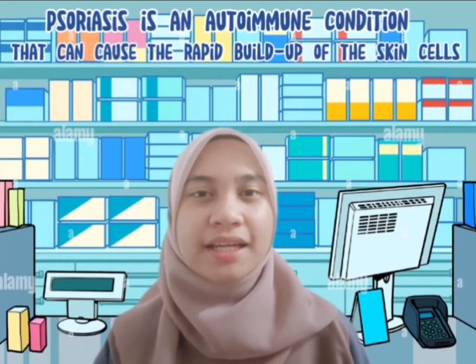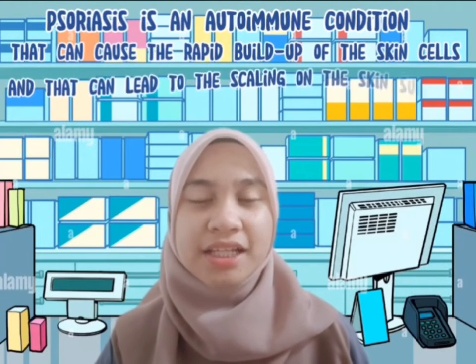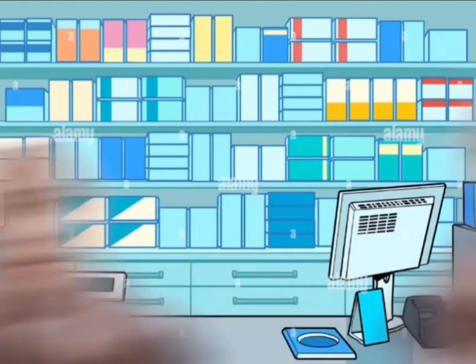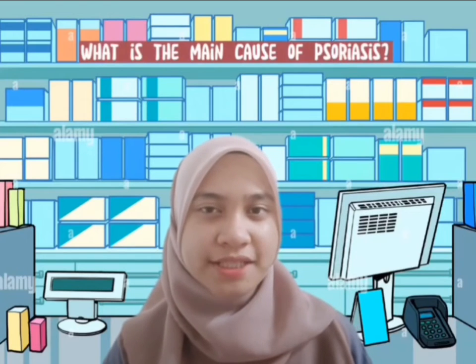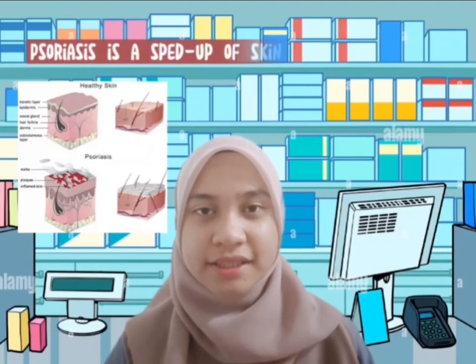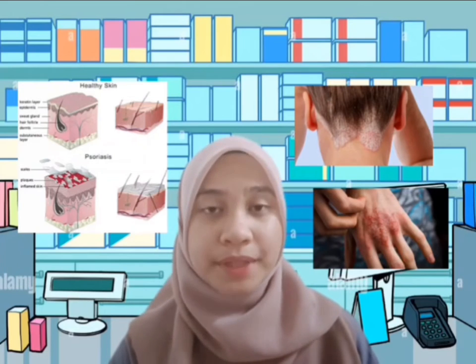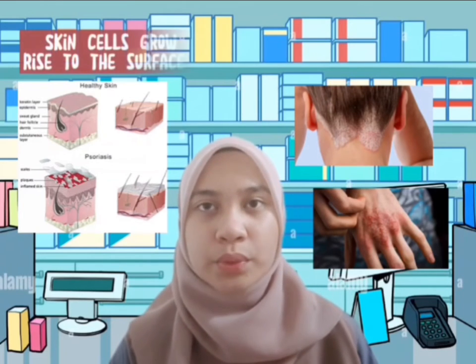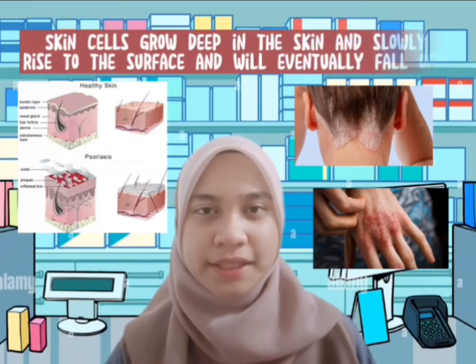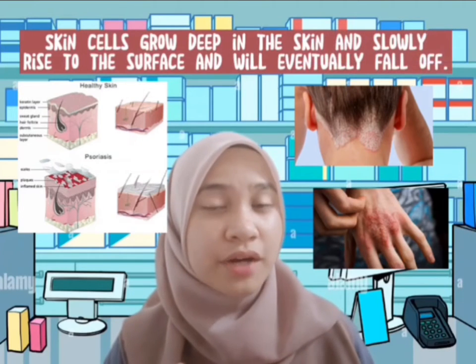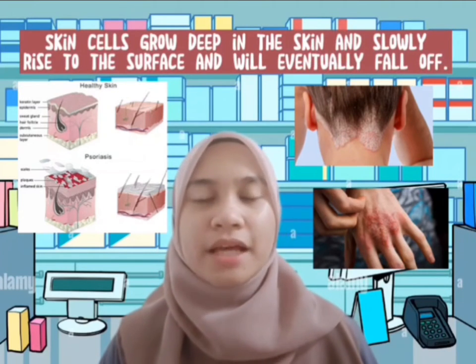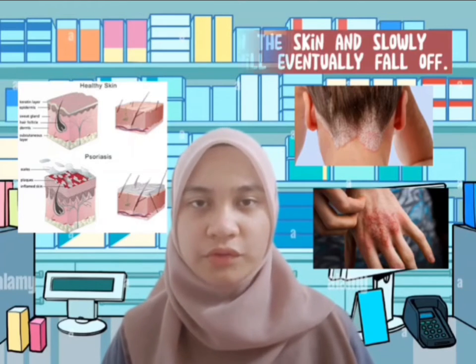skin cells, and that can lead to the scaling on the skin surface. What is the main cause of psoriasis? Psoriasis is a speed up skin production process. So typically, skin cells will grow deep in the skin, and then they will slowly rise to the surface. Eventually, they will fall off.